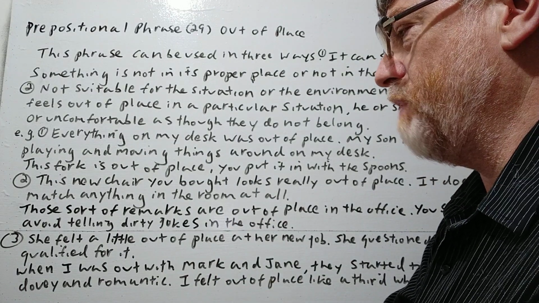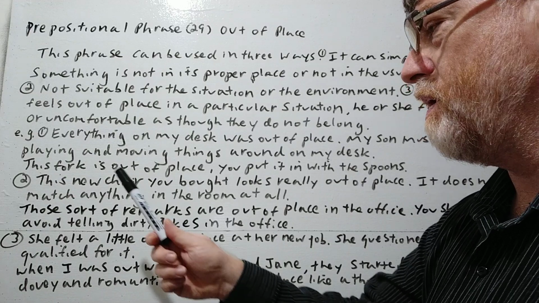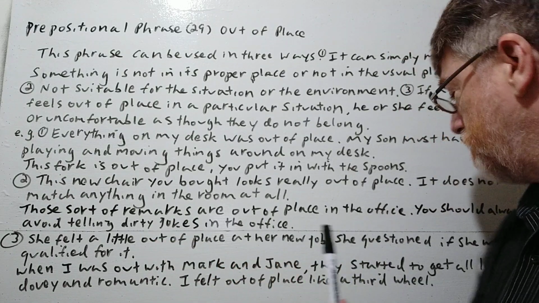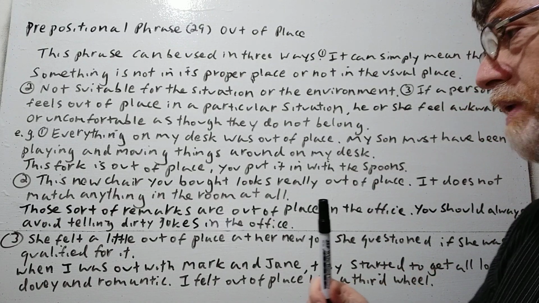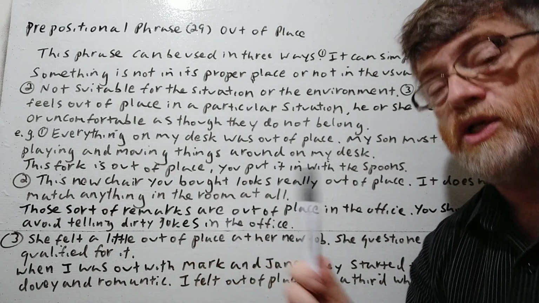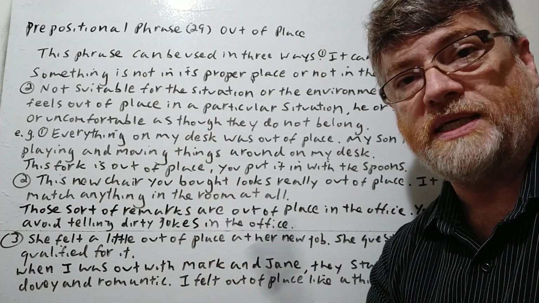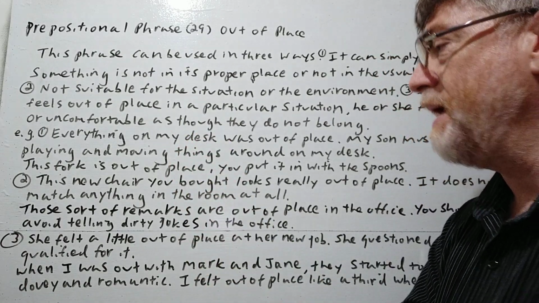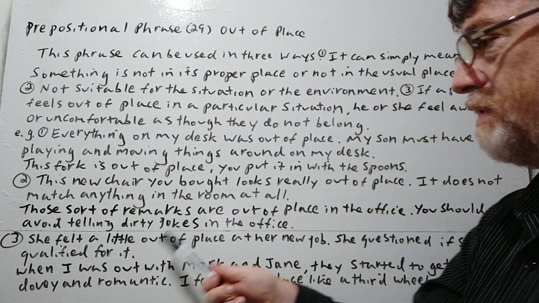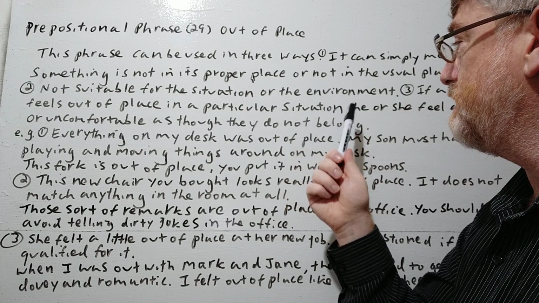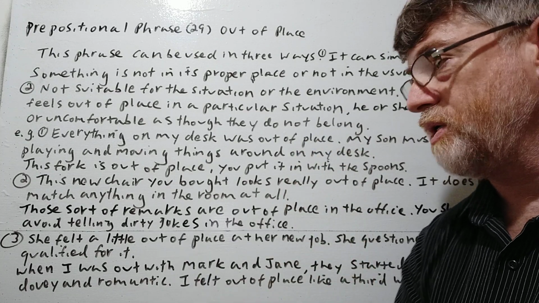Okay, we got the next one here. "Those sort of remarks are out of place in the office. You should always avoid telling dirty jokes in the office," meaning, of course, this is not suitable for the situation. Okay, and the last one here, of course, the number three example goes with this one. If a person feels out of place, they don't feel comfortable in the situation.